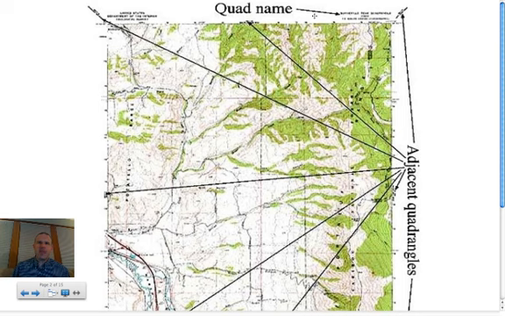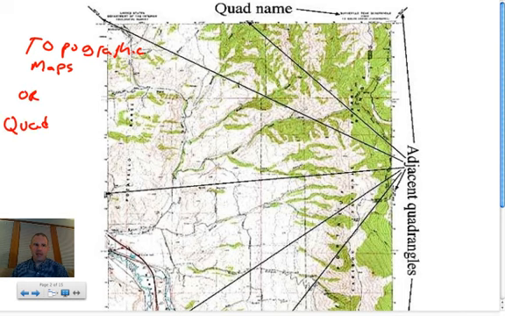Sometimes maps are topographic maps. Let me write that down for you. Topographic maps, or sometimes you may hear them referred to as quadrangles. So they can give the quad name.